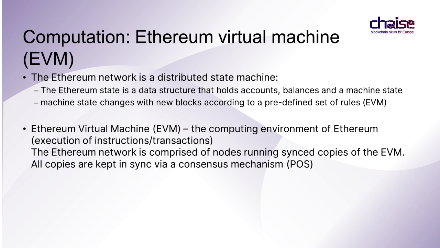Data required for smart contracts is referred to as the machine state. The EVM is the computing environment of Ethereum that takes care of executing instructions. Every instruction that gets executed costs a certain amount of gas. That is why interacting with smart contracts, for example, sending tokens, is more costly than sending only ETH, the native coin. The Ethereum network is comprised of validator nodes that run copies of the EVM. All copies are kept in sync via the consensus mechanism.